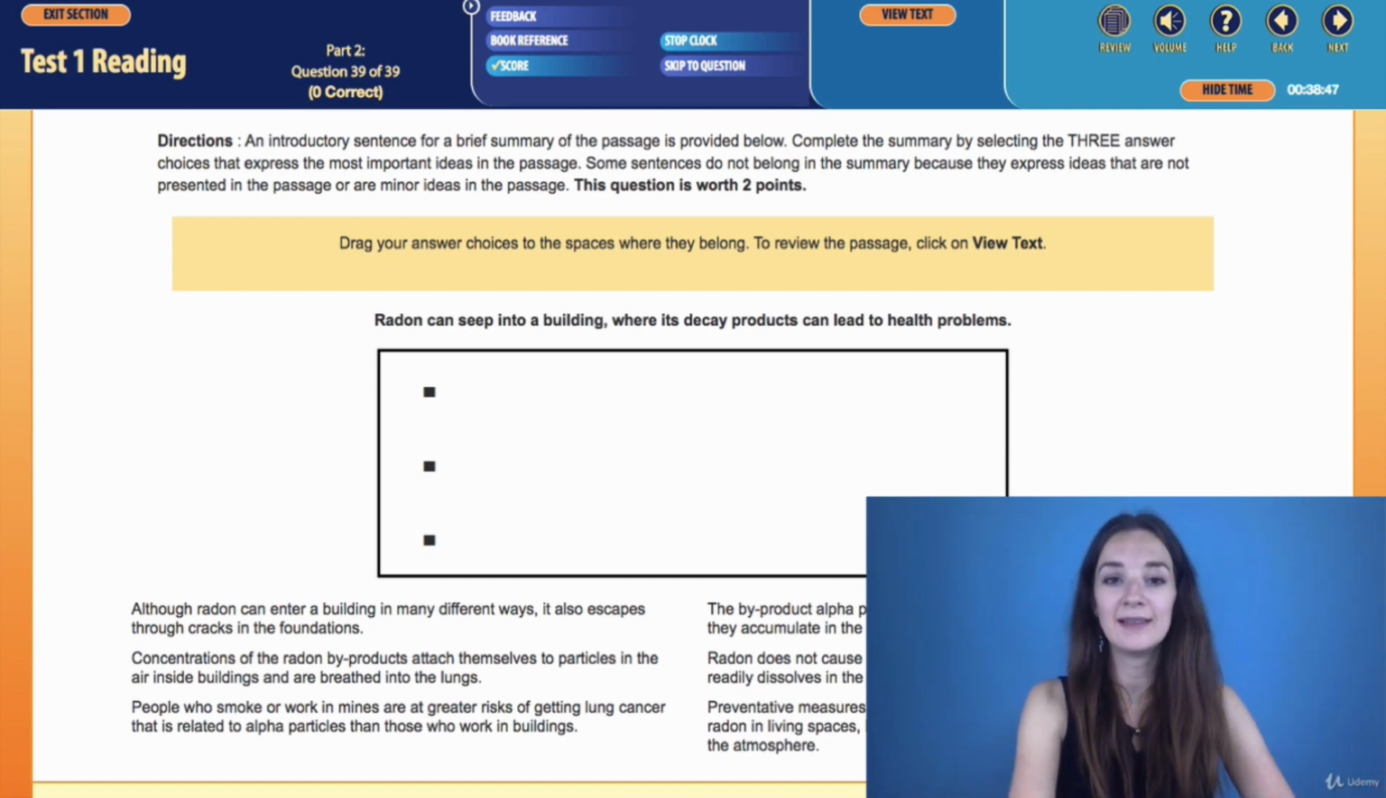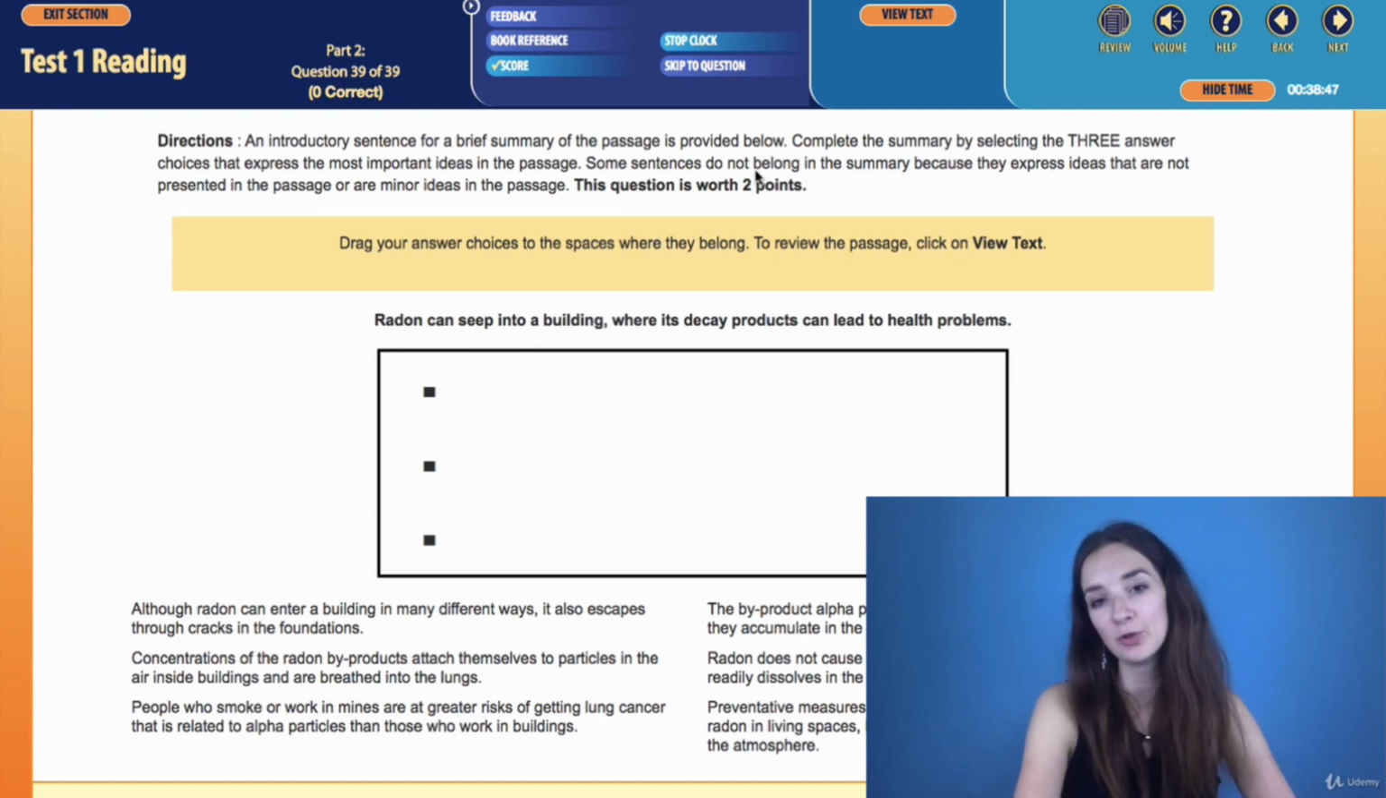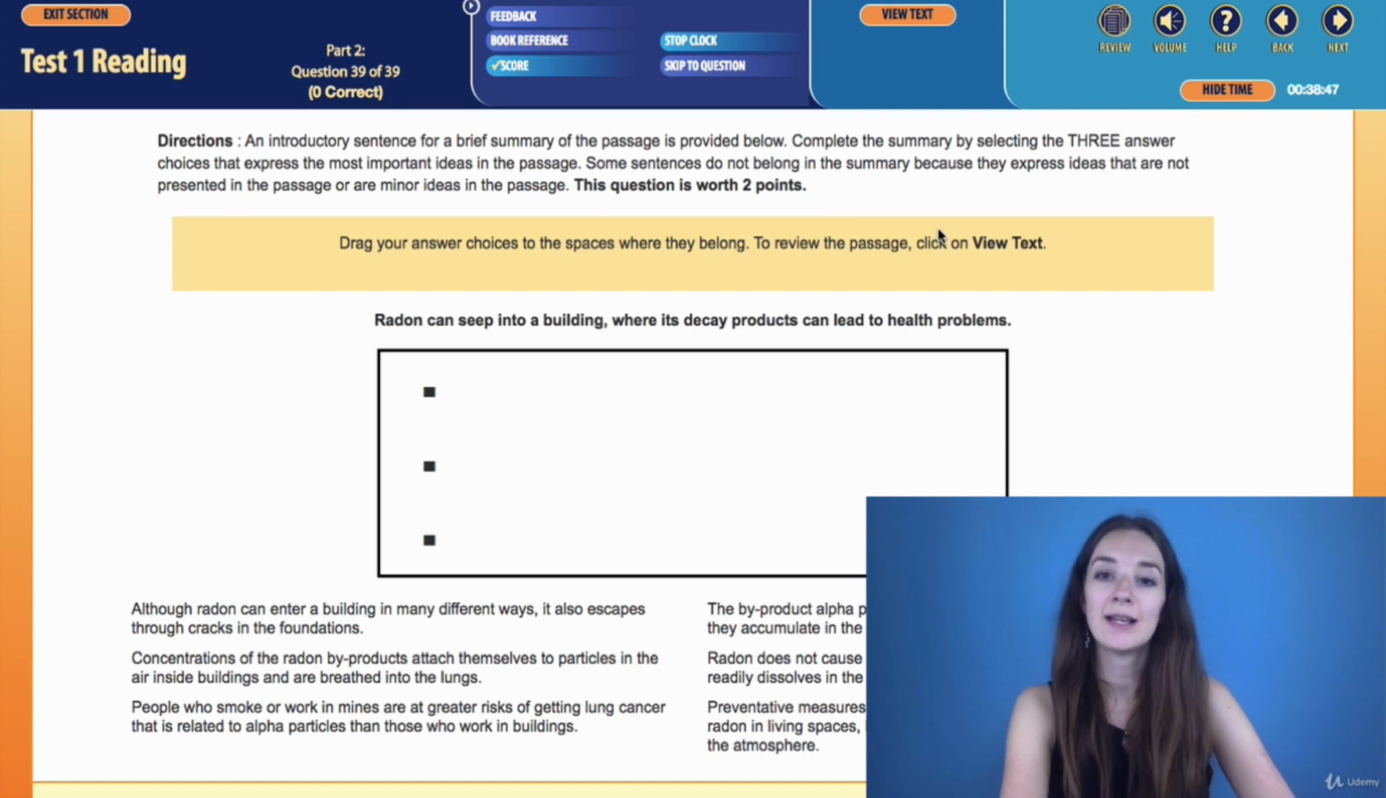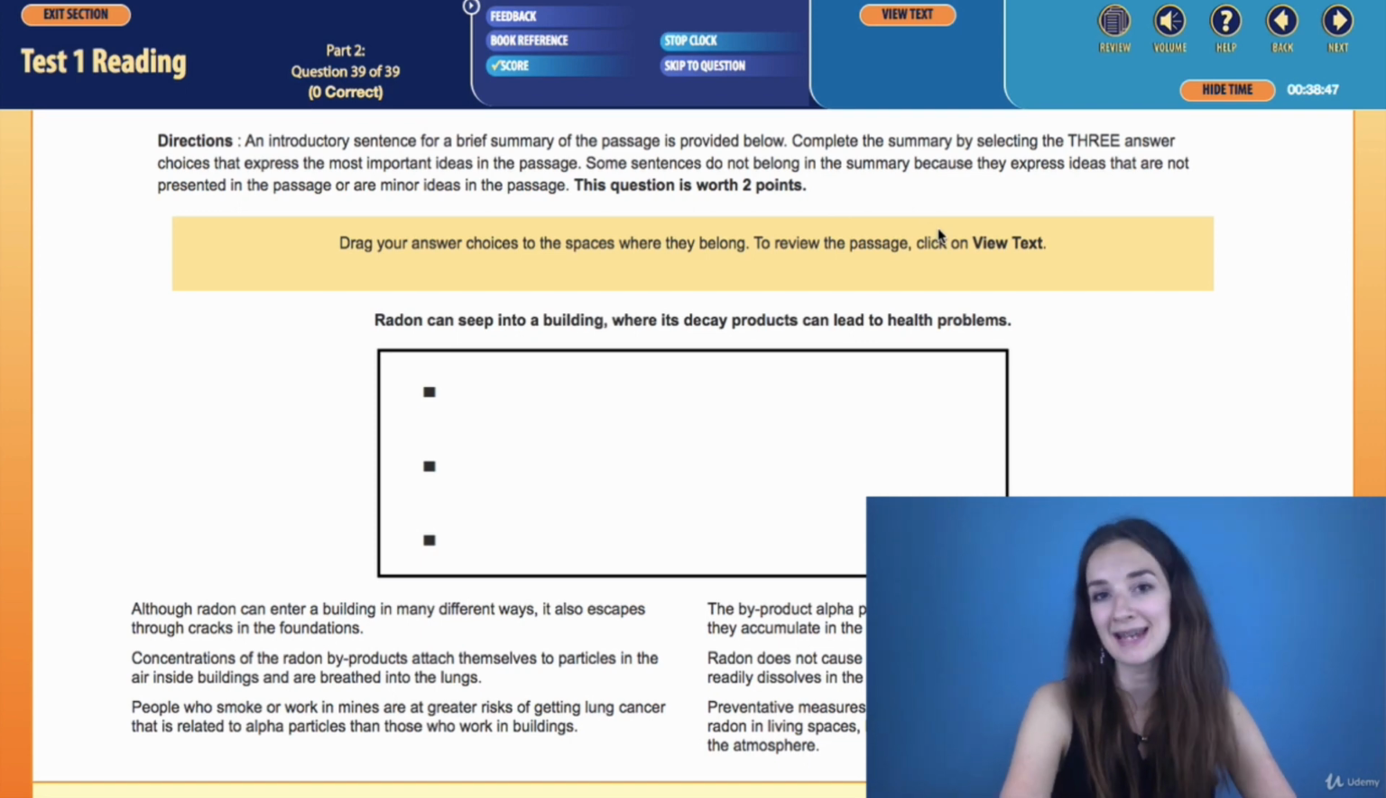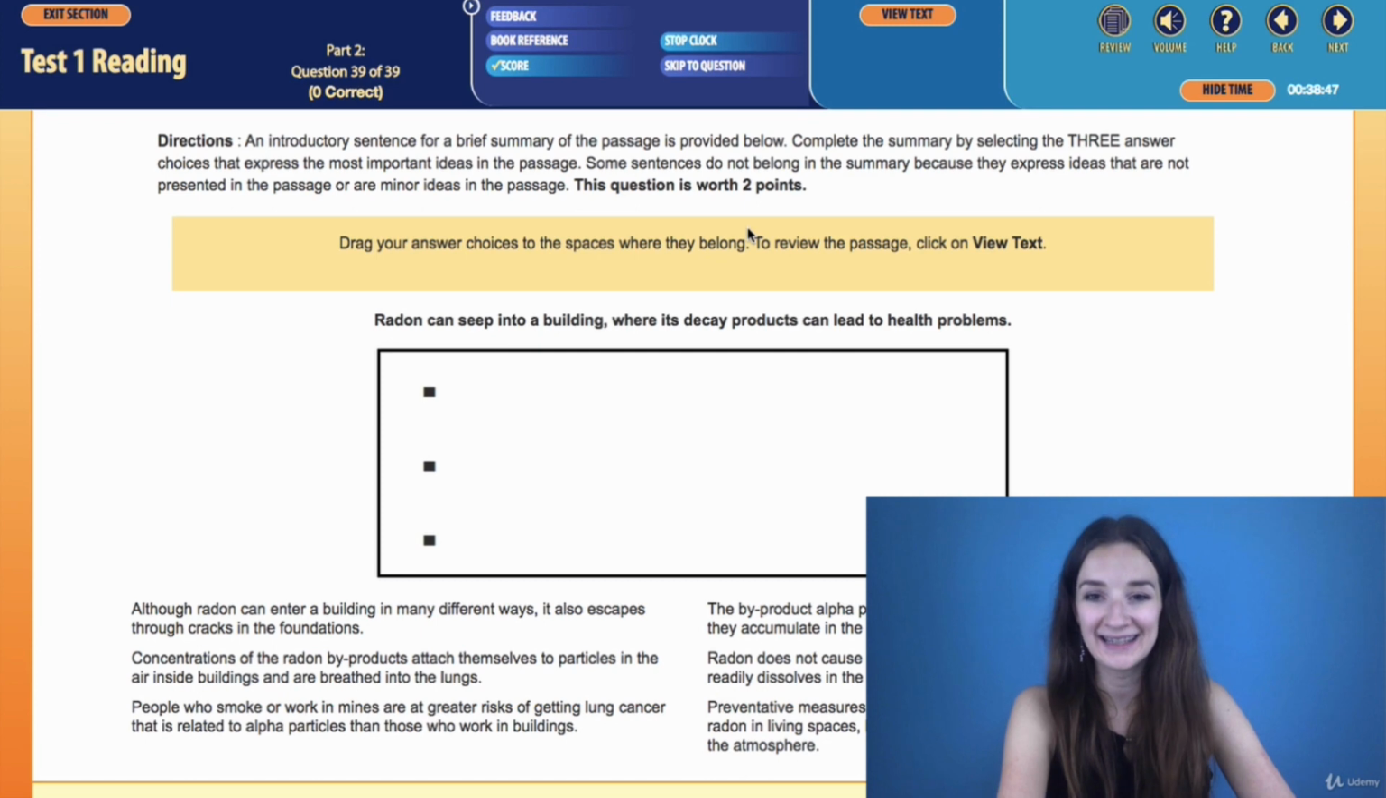And pay attention that this question is worth at least 2 points, sometimes 4 points, usually 2 points. So these are the questions that you want to really do well, because if you guess everything correctly, you get 2 points, okay? So how do we do this type of question correctly?